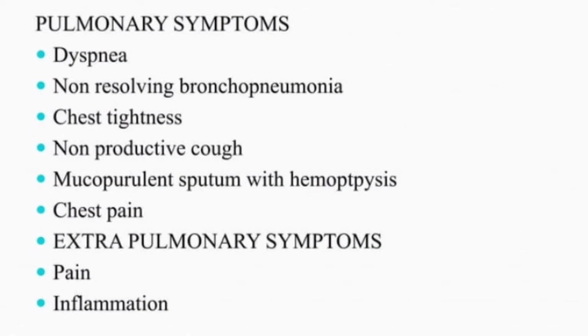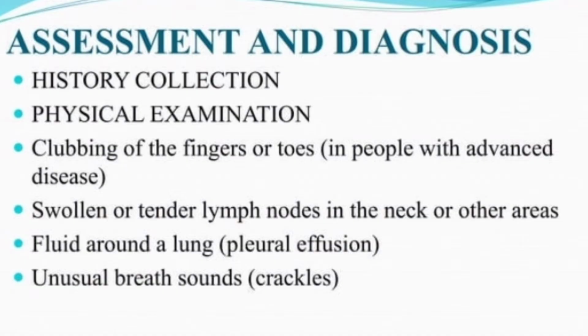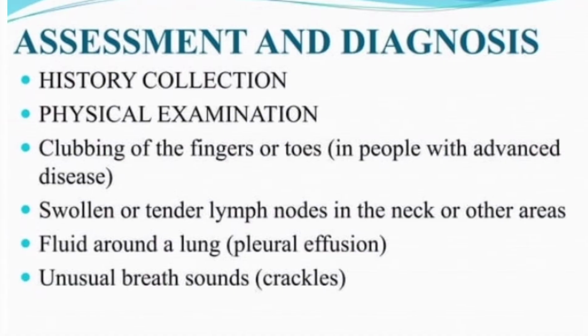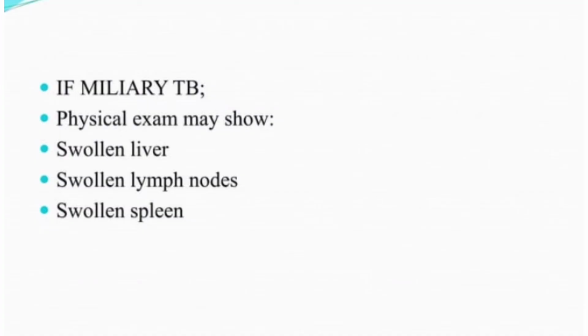Next comes the assessment and diagnosis. First is history collection, meaning we should collect the history of the patient, including family members. Next, physical examination: clubbing of the fingers or toes in people with advanced disease, swollen or tender lymph nodes in the neck or other areas, fluid around a lung, unusual breath sounds. If miliary TB, then physical examination may show swollen liver, swollen lymph nodes, and swollen spleen.